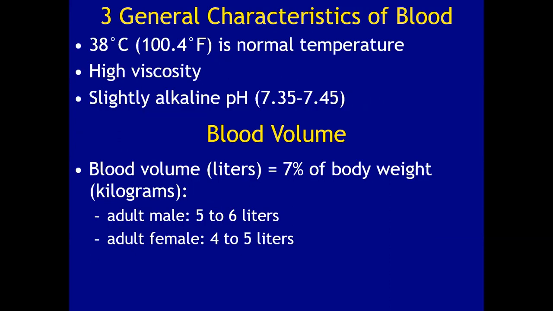From a standpoint of the amount, it makes up about 7% of your body weight. So we're looking at, on average, adult males having somewhere between 5 to 6 liters of blood, where females, being smaller, have 4 to 5 liters of blood. And there's some other reasons for those differences as well that I'll talk about.